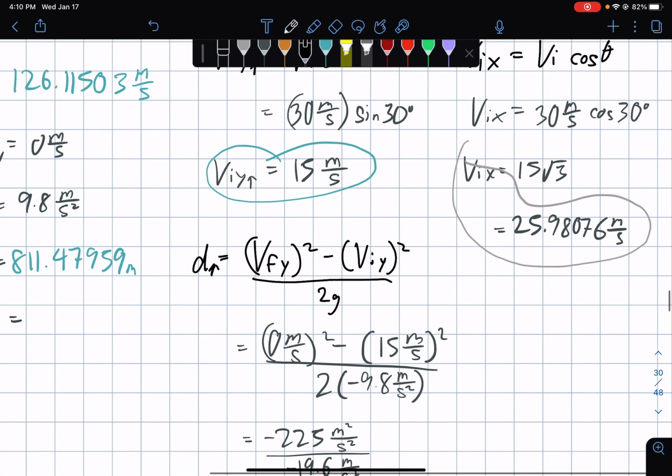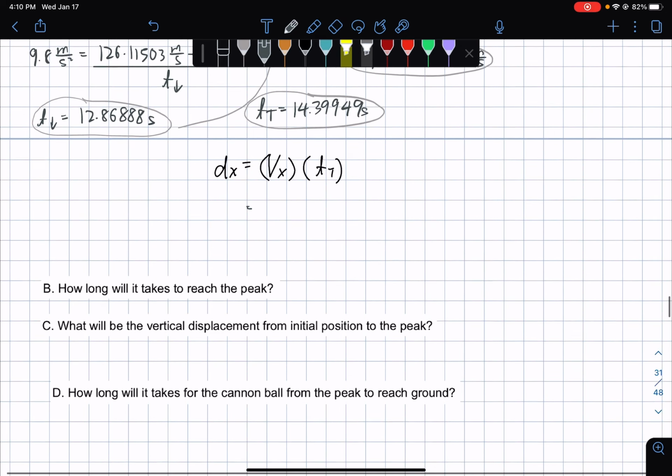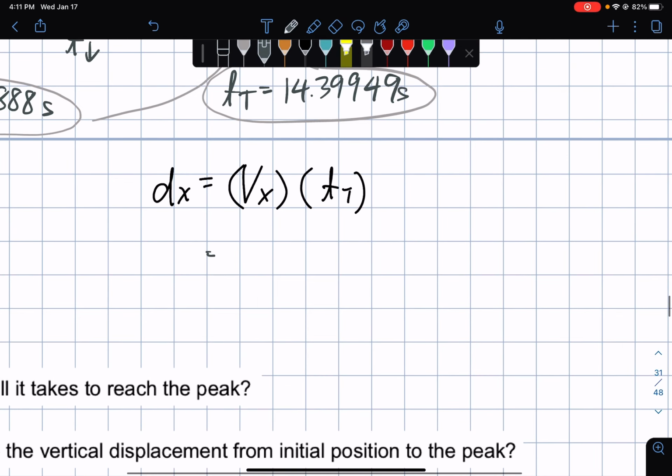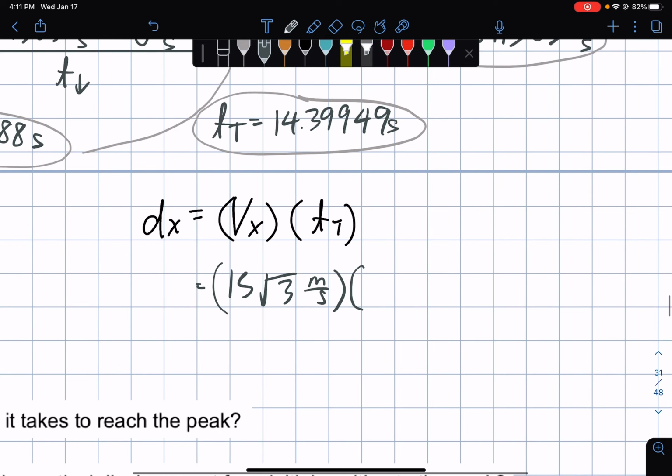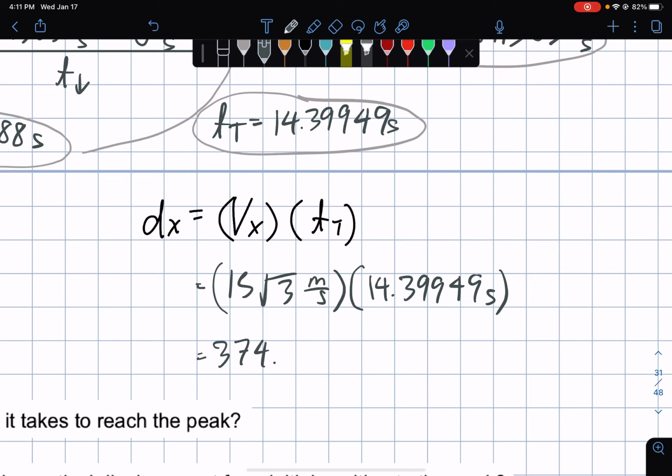Okay, so we know that Vix is equal to Vx, so yeah, we'll use that. Let's just write 15 square root of 3. It's a lot easier to write it that way. And the unit is meters per second. The total time is 14.39949 seconds. So what is the answer? We have 374.10972 meters.